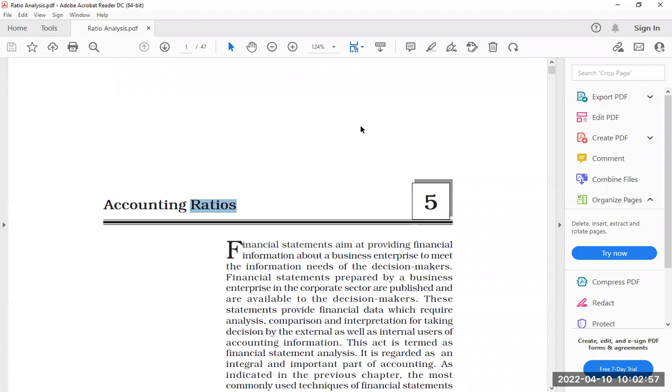So now sales is 100 rupees. Okay, take sales as 1000 rupees, profit is 200 rupees. So what is the percentage? 20% profit. This is called the profit ratio, the net profit ratio. Net profit is being compared with sales.